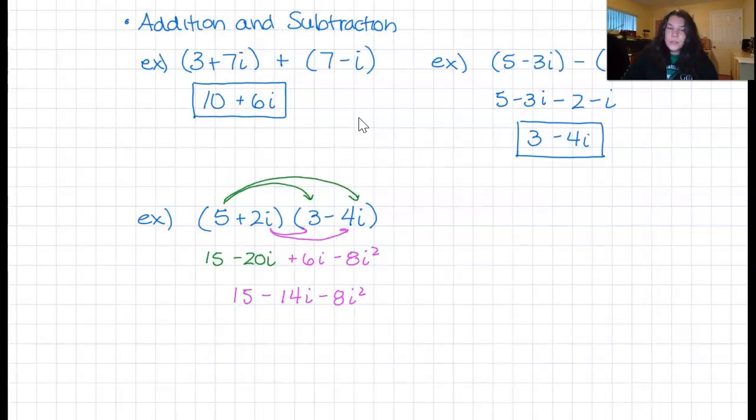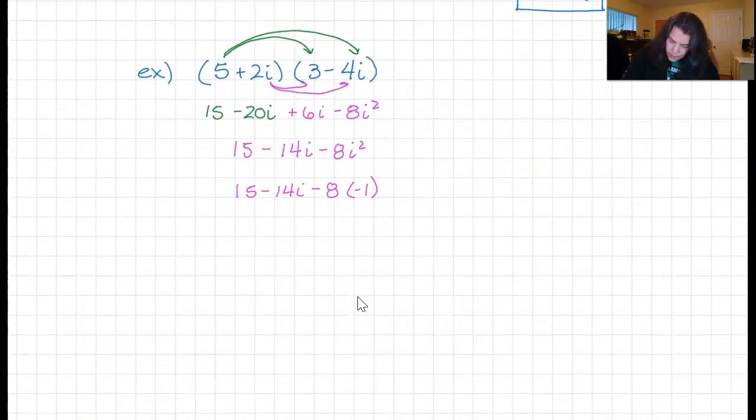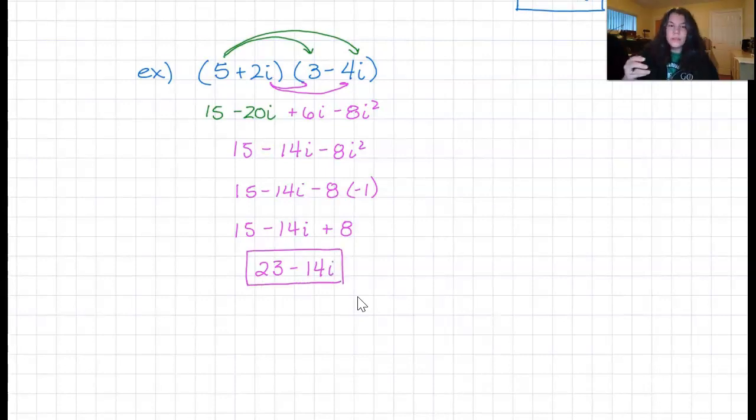But remember, you should always get a complex number as an answer. And right now it doesn't look like one, but that is because of the i squared. Remember, i squared equals negative 1. So that is negative 8 times negative 1, which means that's going to be plus 8. And then the 15 and the 8 combine, and you have 23 minus 14i, and you're done. You get a complex number.